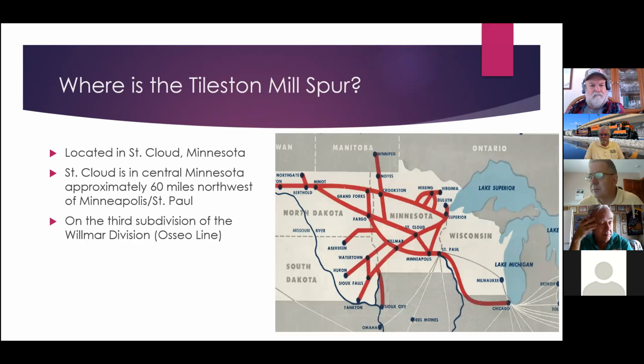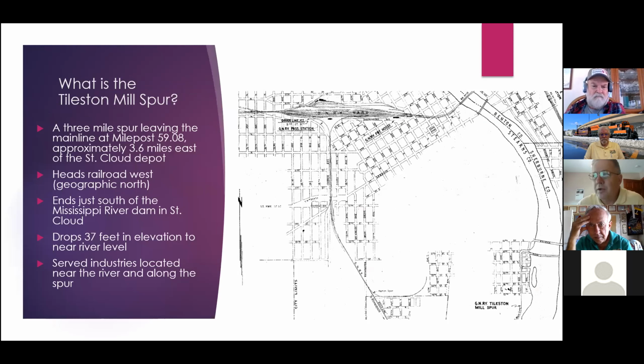So where's the Tileston Mill spur? It's actually located in St. Cloud, Minnesota. For those of you not familiar with Minnesota, it's about 60 miles northwest of Minneapolis and St. Paul. It's on the Osseo line, the 3rd subdivision of the Willmar Division. What is it? Well, basically it's a 3-mile spur that leaves the main line at milepost 59.08, which is about 3.5 miles east of the St. Cloud Depot. And it heads railroad west, geographically that's north.